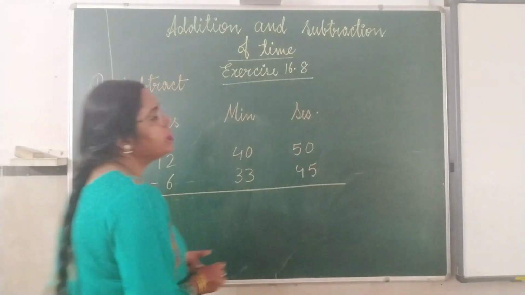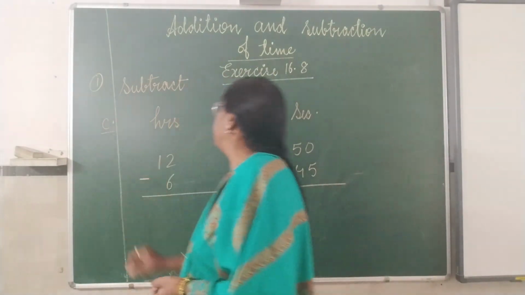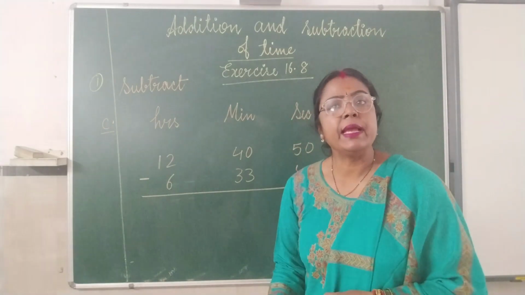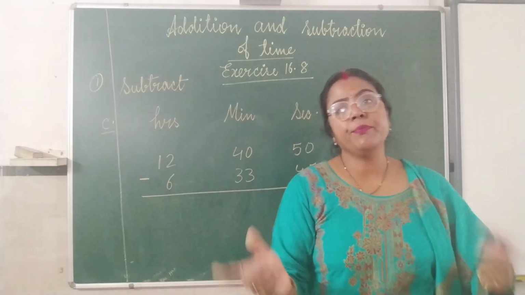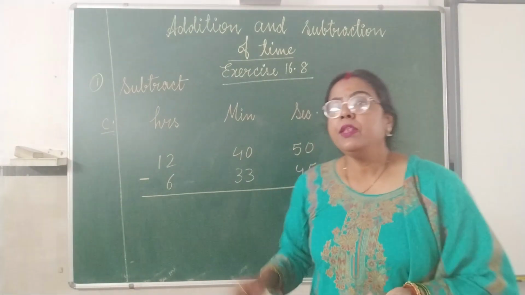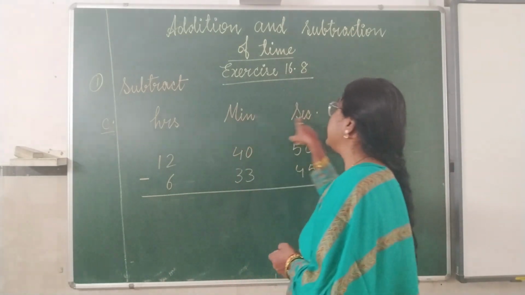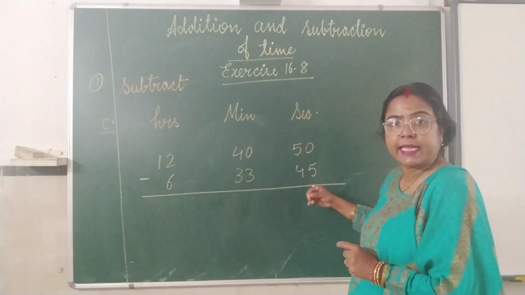Okay, now we are moving to the third question of subtraction. First one, hours and minutes, direct one where we don't have to take any borrow. The second one, we have taken the borrow from the hour side to the minute side. Now we are moving to the third part, where hours, minutes, and seconds, all three are there. So first we will subtract the second part.